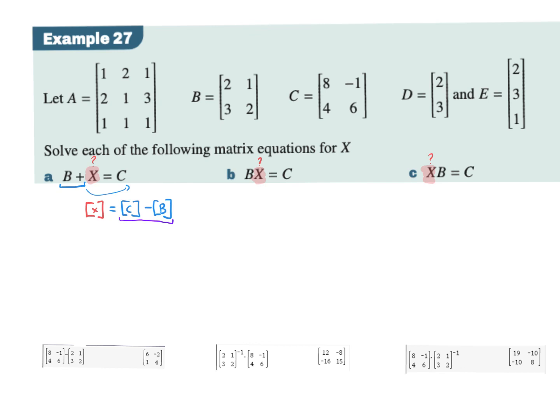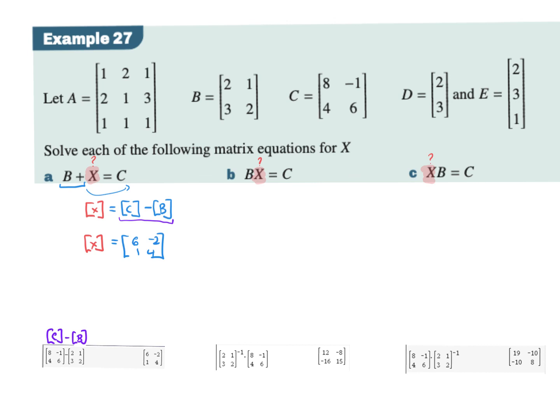So this was matrix C and minus matrix B. It's pretty simple, you could have done that one in your head, but here's your answer. We'll just pop that in and write, this is our answer: 6, -2, 1 and 4. So in this example, that's what x equals. You can just use your calculator or do it in your head for that one.